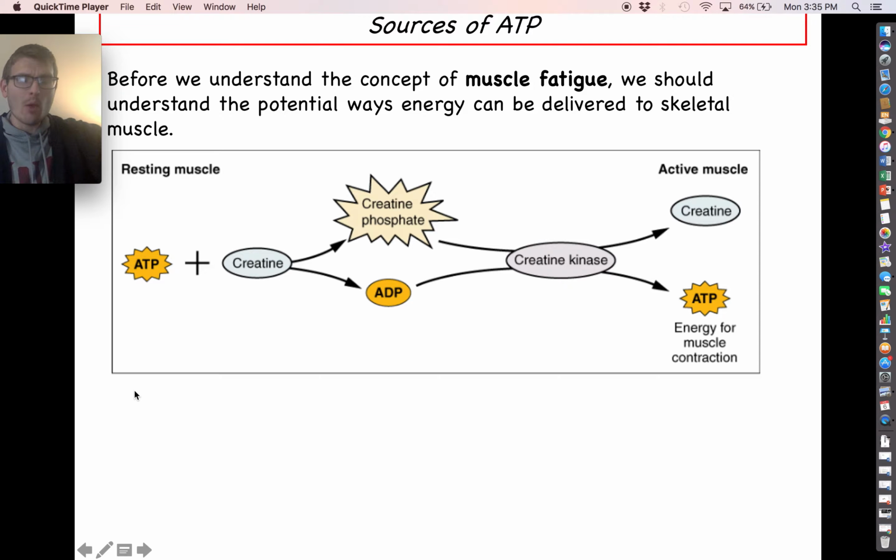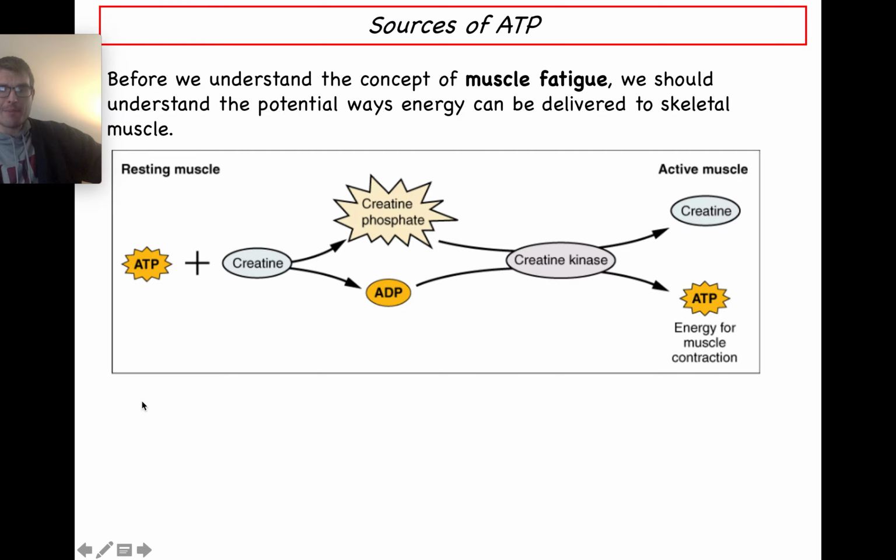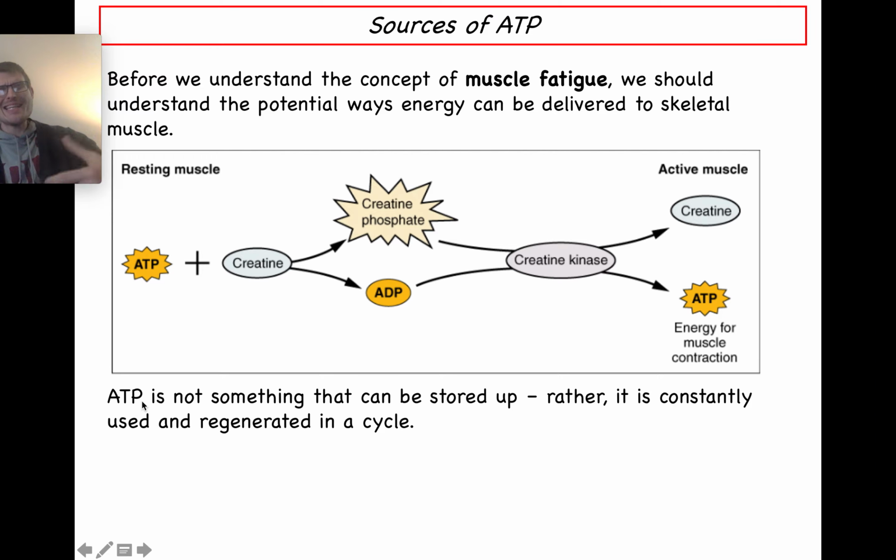Number 1, we want to look at muscle contraction, as we just did, through the lens of the energy requirements. We understand now that muscle contraction and muscle relaxation require this constant influx of new ATP molecules. So you may have heard me before mention that ATP is kind of like currency. It's kind of like the cell's money that it deals with.